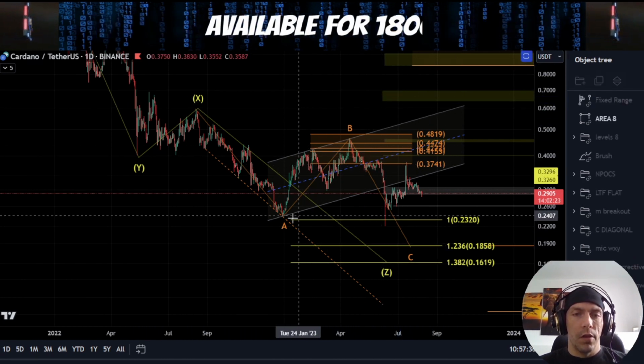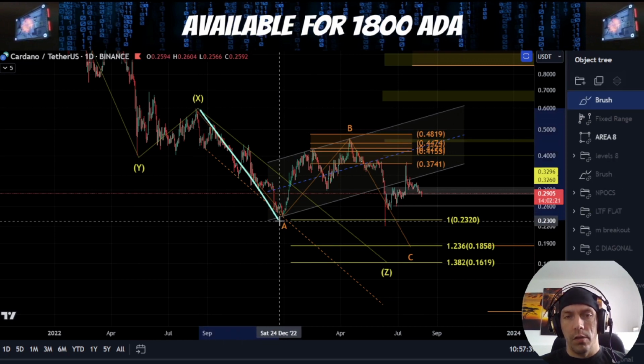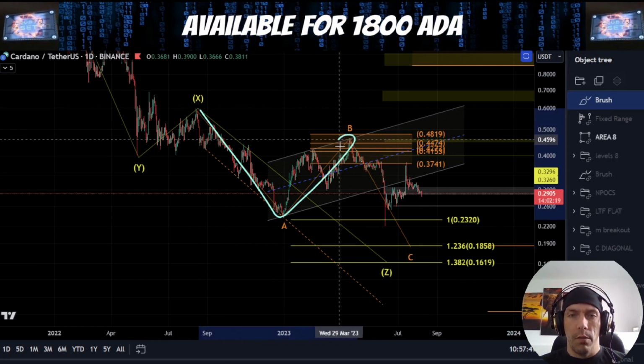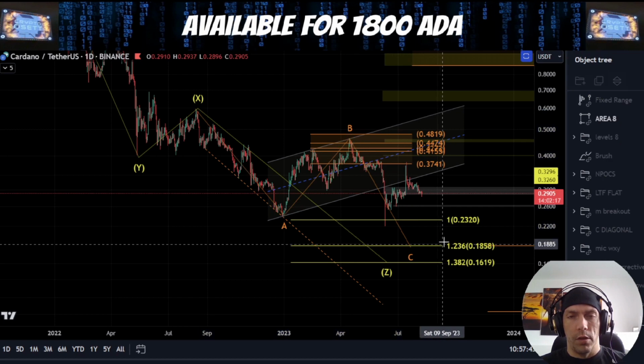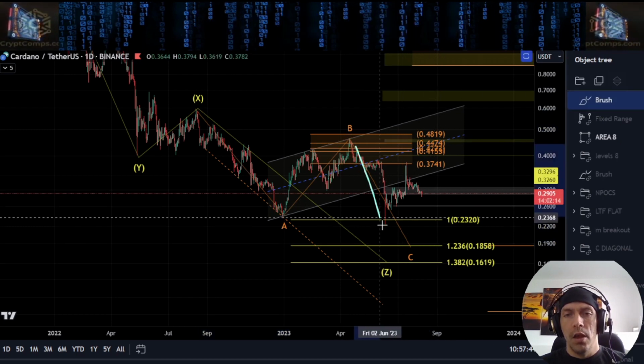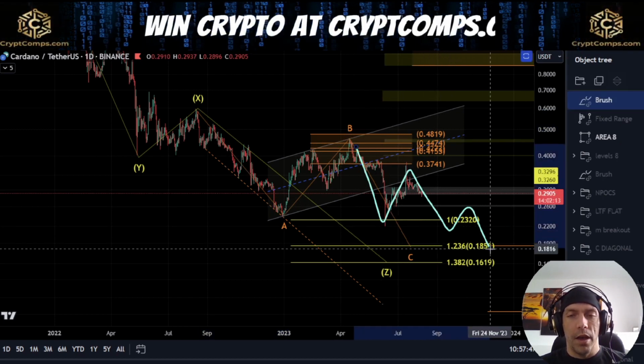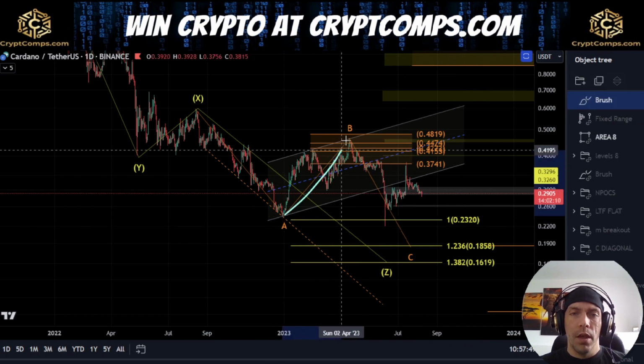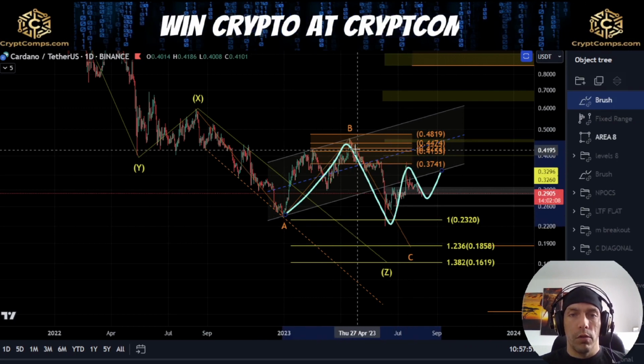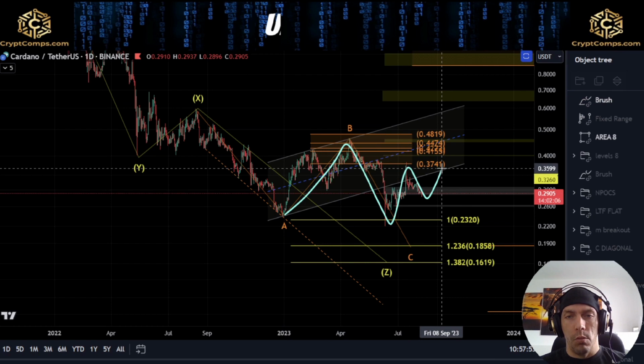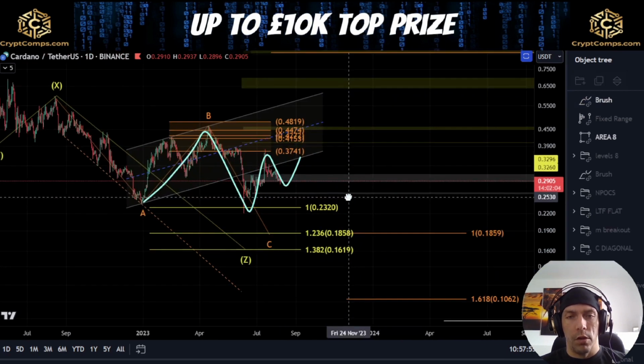Now, if this is a Z wave, what we're saying is that this is our A wave, we're looking for a B wave, and then we're looking for this C wave to the downside. Now, if this is a C wave, once again, we can look at that idea of that diagonal to the downside. Alternatively, if this is still a triangle, it could still be within this B wave, and then we'd still be looking for that C wave to the downside afterwards.